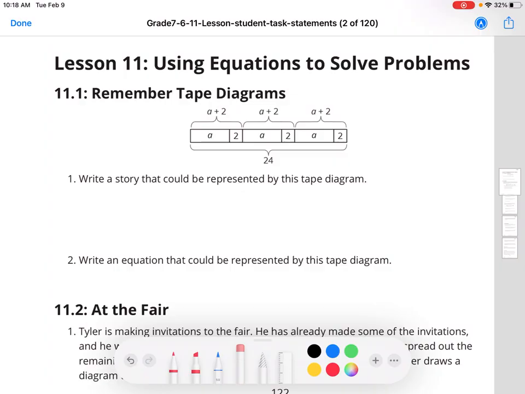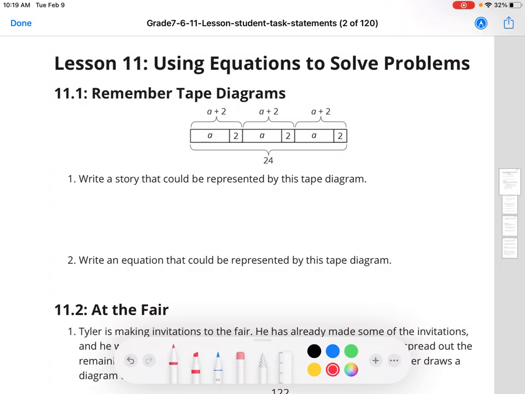Okay, so one example would be that a baker put a amount of cookies in each of 3 boxes. Then the baker put 2 more cookies in each box, and there was a total of 24 cookies in the 3 boxes. So on number 2, it wants you to write an equation that could be represented by the tape diagram.